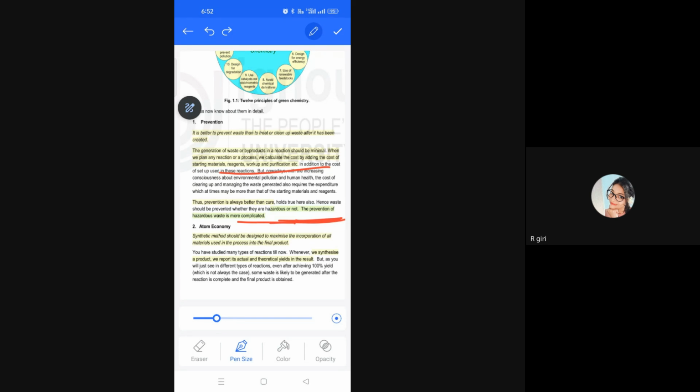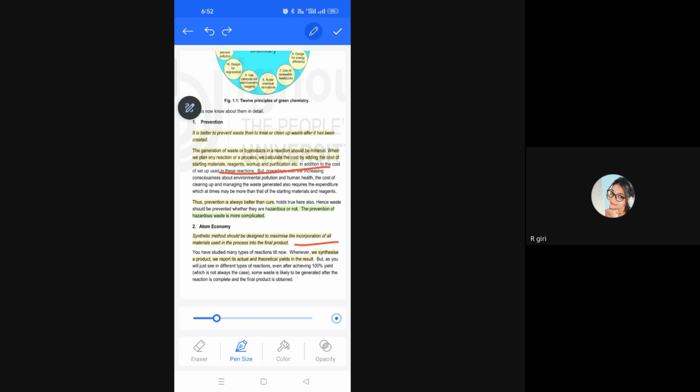Okay, next one, atom economy. Atom economy means the second point. The main elaborate point you should remember. These are the short headings. These are the elaborate headings. Both short heading and elaborate heading you must write in your examination note.